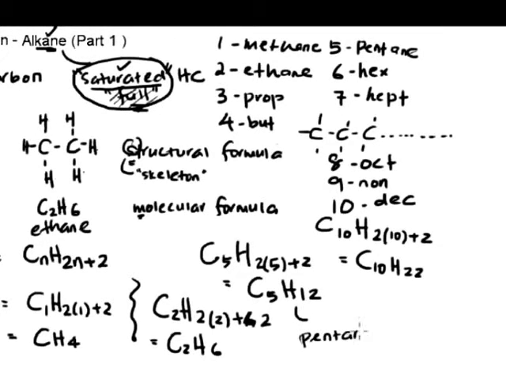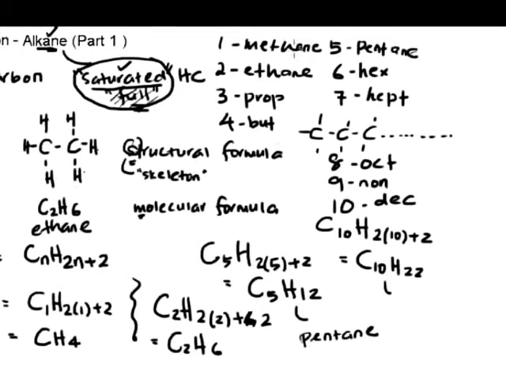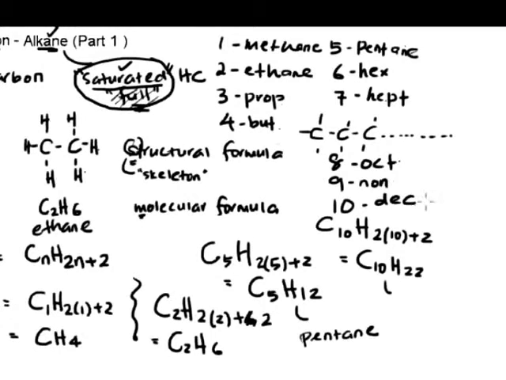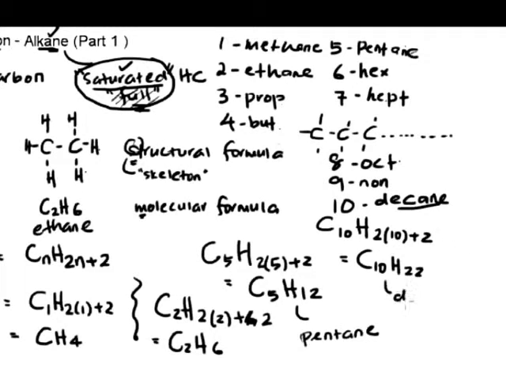And how about C10H22? 10 is meth, eth, prop, but, pent, hex, hept, oct, non, dec. Take a wild guess. What's the name for an alkane with 10 carbon? Yes, it is decane.